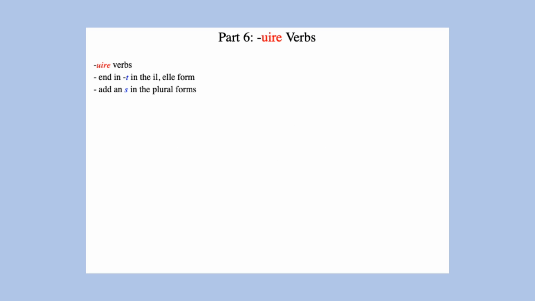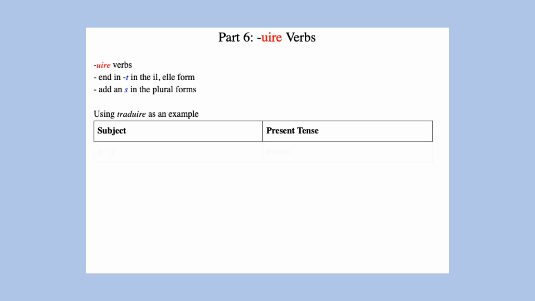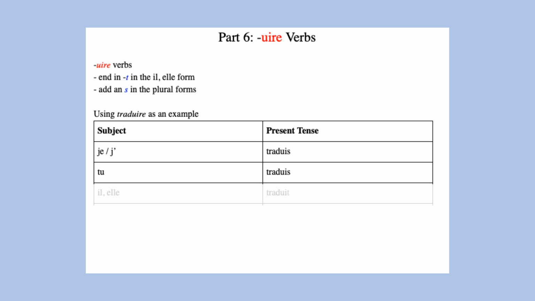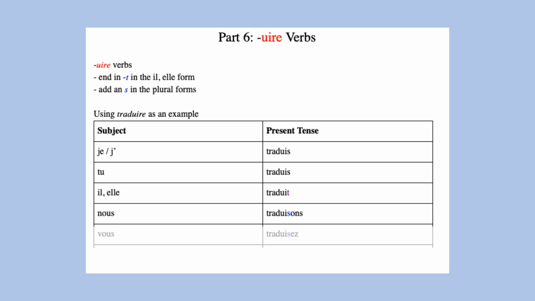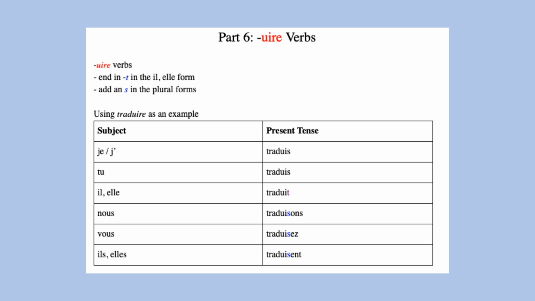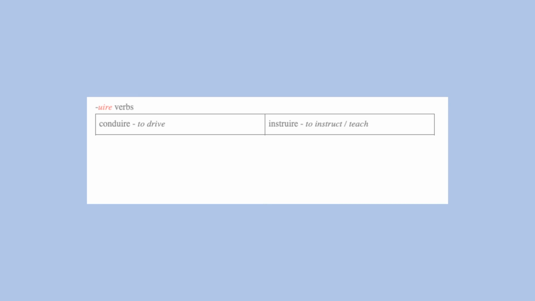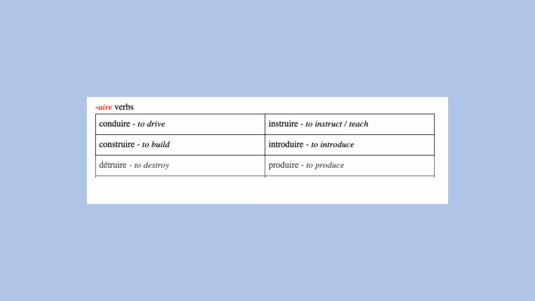-uire verbs in the present tense end in t in their il form and add an s in their plural forms. So for traduire, we have traduis, traduis, traduit, traduisons, traduisez, traduisent. These -uire verbs follow the same pattern in the present tense.